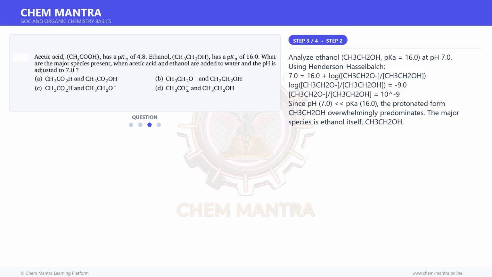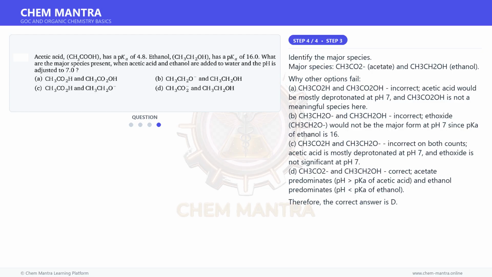Log [CH3CH2O-]/[CH3CH2OH] is equal to minus 9.0. [CH3CH2OH]/[CH3CH2O-] is equal to 10^9. Since pH 7.0 is less than pKa 16.0, the protonated form CH3CH2OH overwhelmingly predominates. The major species is ethanol itself, CH3CH2OH. And for the final step, identify the major species.